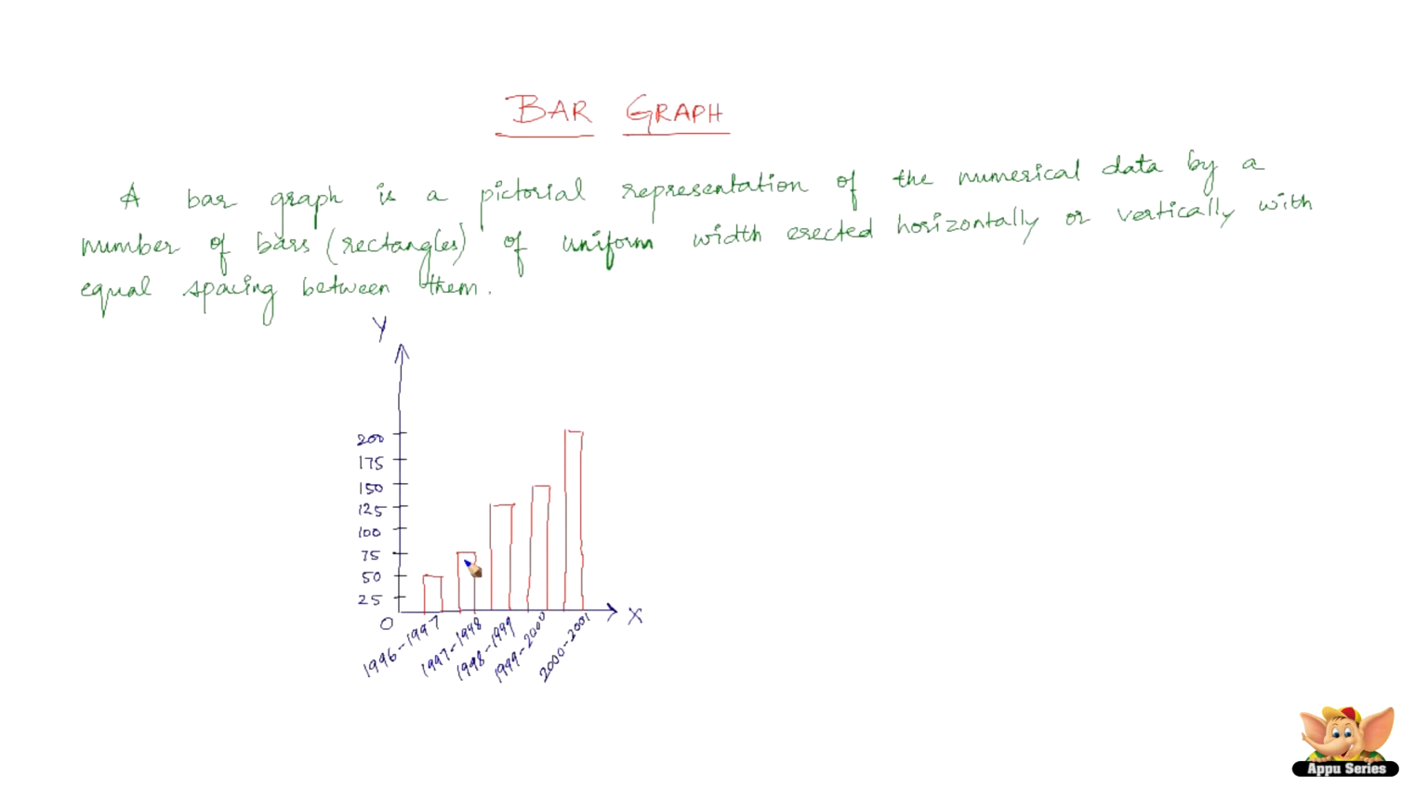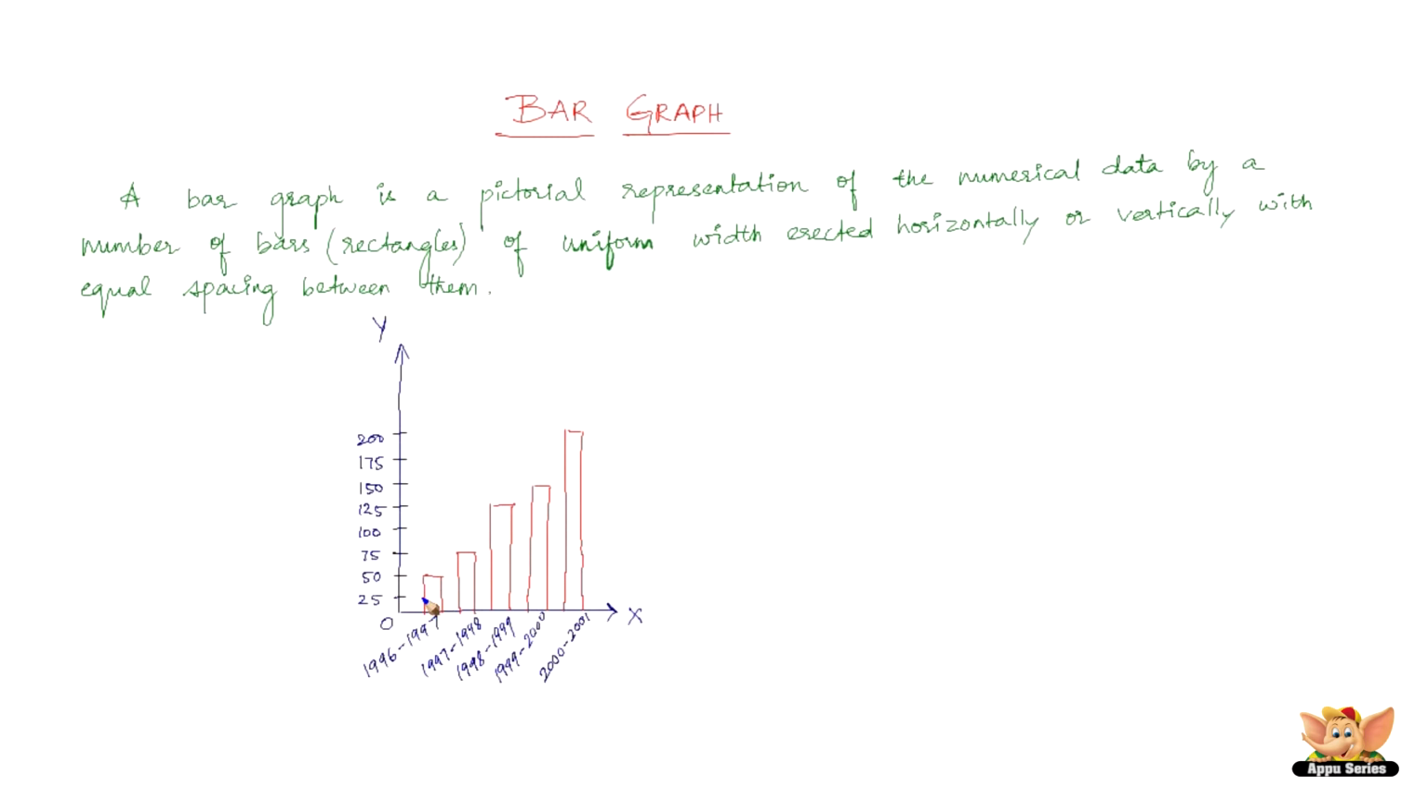The height or length of a bar indicates, on a suitable scale, the corresponding value. If you see the scale here, the y-axis has the number of students in a gap of 25, that is 0, 25, 50. It increases with every 25. You can choose this in any way that you want, depending on the space that you have on your graph sheet and various other factors. So the height or the length of a bar indicates on a suitable scale the corresponding value of the numerical data.